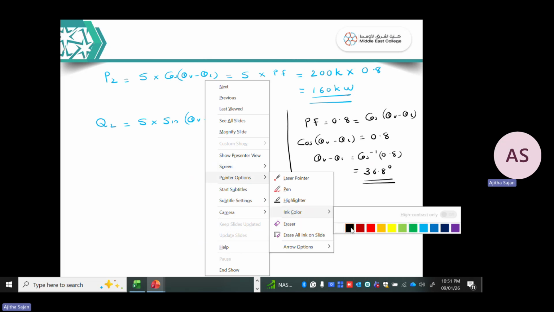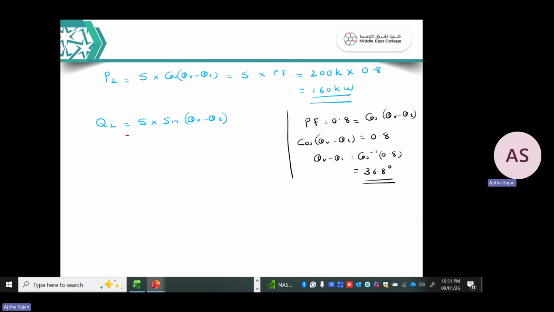Now just substitute that value. What is your S here? S is 200 kilo multiplied by sine 36.8. And how much are you going to get as the answer? That is equal to 119.8 kilo. What is the unit of Q? It is VAR.